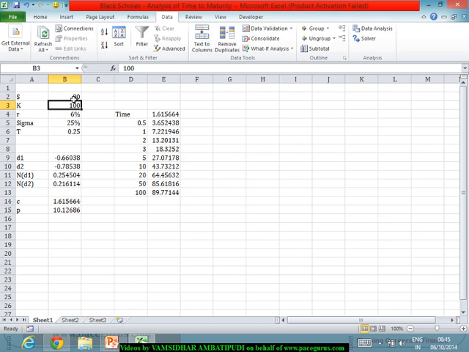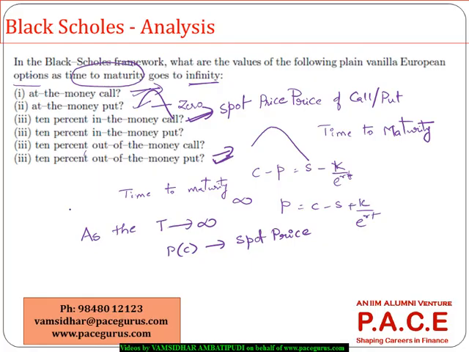So even in case of 10% out of money call also, I am seeing that the price is approaching the spot price. And similarly, when I am tracking the 10% in the money put, I am seeing that up to a certain point, let's say between 3 to 5 years, the value of the put is increasing. But beyond that it is slowly falling, and as the time to maturity is reaching infinite, the value of the put is going closer to 0.